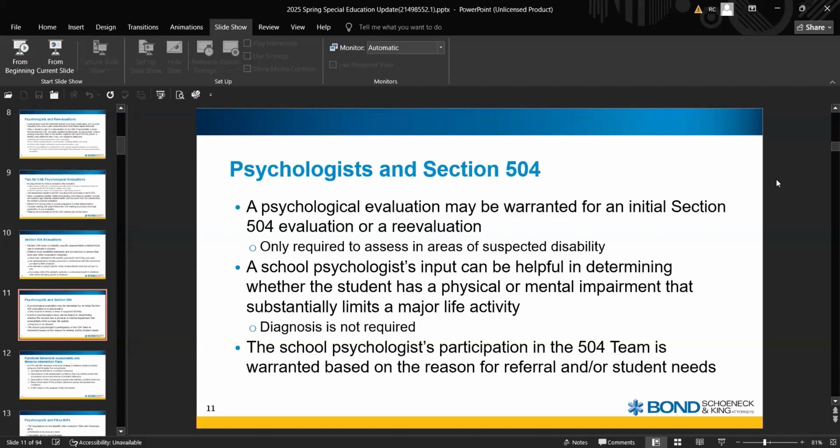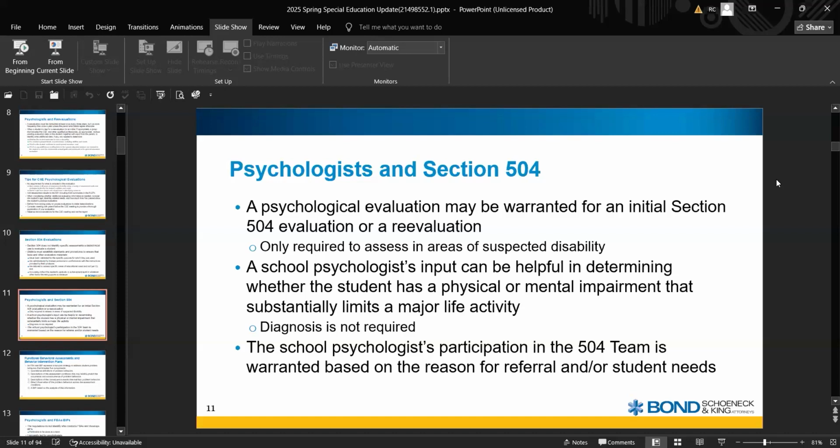psychologists ask why we're doing rating scales if we know a student already has a diagnosis. And the reason for that is because it gives us a standardized measure of how the student is performing compared to other students their same age. It allows us to identify if we're seeing symptoms related to that ADHD in different settings, in the school setting compared to the home setting. And that can help us determine if the student has a physical or mental impairment that substantially limits a major life activity. Because if it does, the student is entitled to a 504.